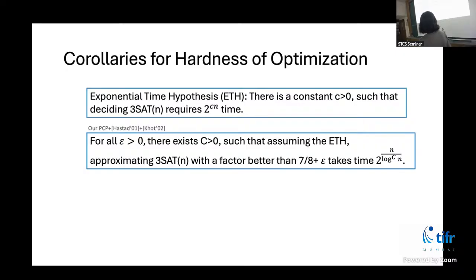If you want to approximate it to a factor better than random guessing, so 7 over 8 plus epsilon, that will take time 2 to the n by polylog n. So literally the size of our PCP just goes into the running time of your algorithm. Without the near linearity, this would have been 2 to the n to the epsilon, or n to the delta type thing. But now you can get basically 2 to the n over polylog. Actually, with Moshkovitz-Raz you would get better than that, something like 2 to the n by 2 to the square root log n.